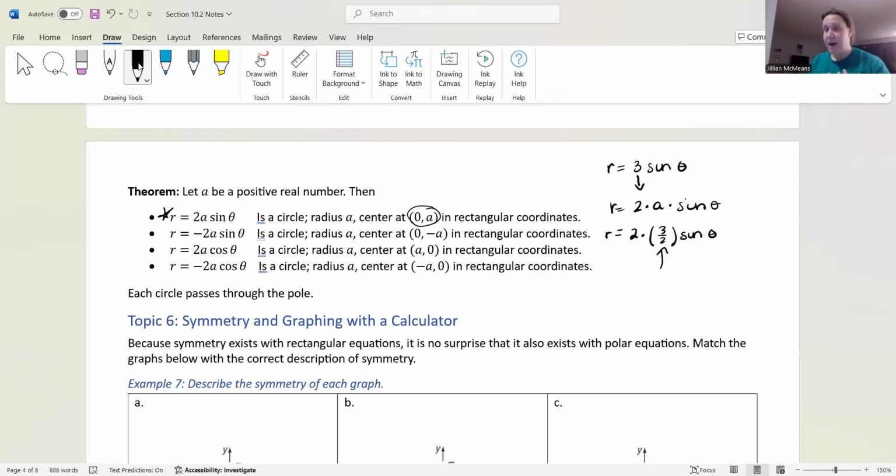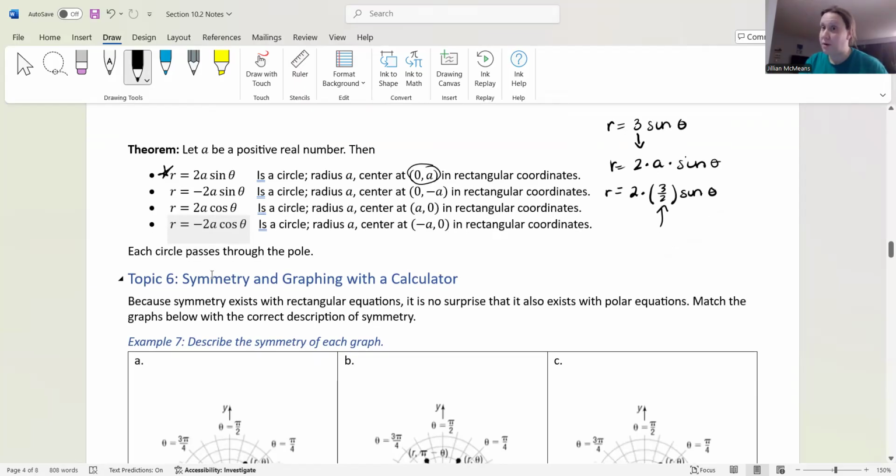Now, to me, I would honestly almost rather convert my equation to rectangular form and complete the square because I'm pretty good at completing the square. So I can do that honestly quicker than I can try to remember all of this junk right here. Okay. But it's up to you. It's really cool how it works, but you're not going to be responsible for that because as you're going to see in this very next topic, we're going to look at symmetry and then we're also going to look at graphing with a calculator.